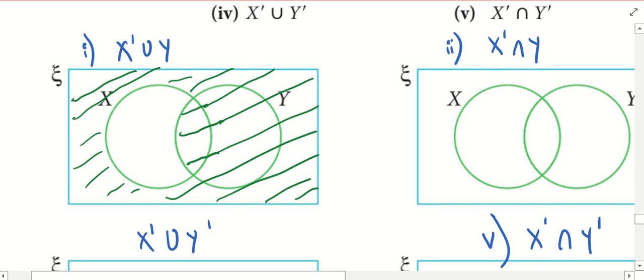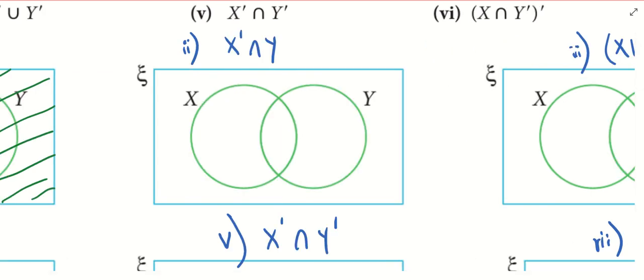And this is a union question. So I want everything outside x and I want everything inside y as well. Okay? So the only portion that's not shaded is a small crescent over there. The second one, okay, slightly trickier.